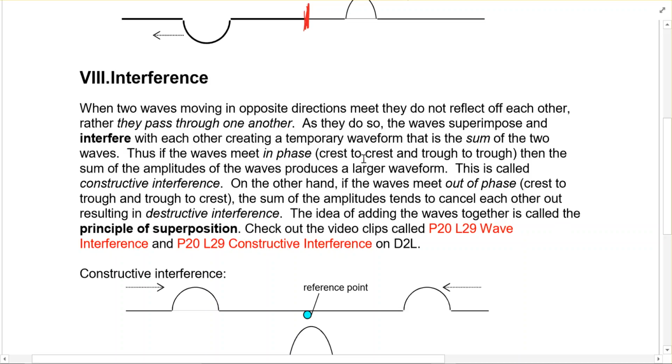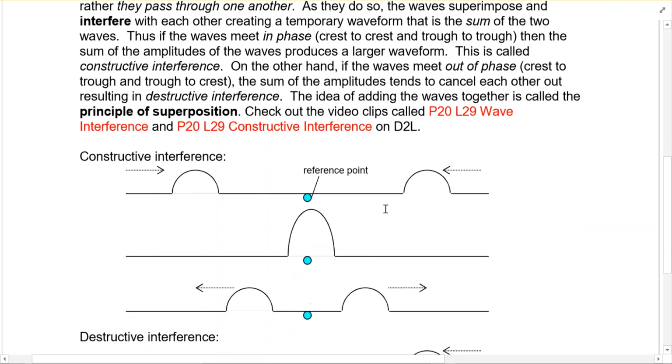So what this is doing is creating a temporary wave that is the sum of the two waves that were coming. You can see that happening here, right? You've got this wave pulse going this way, this one going this way. When they hit, they superimpose. They constructively interfere with each other. So constructive interference, and they build. The new wave that is temporarily made is twice the amplitude. It's going to be this amplitude plus this amplitude, right?